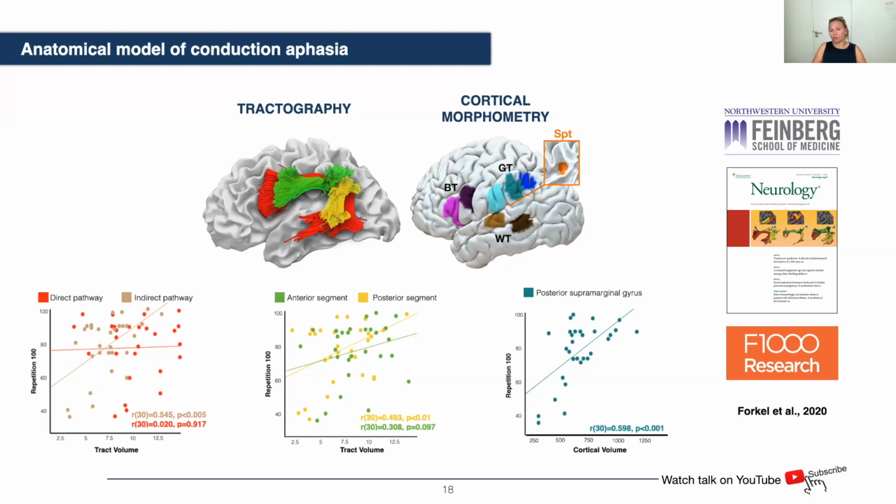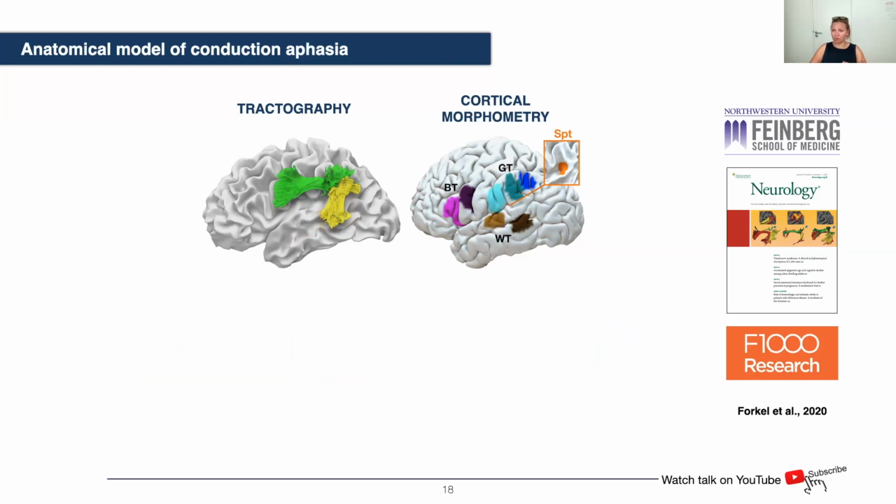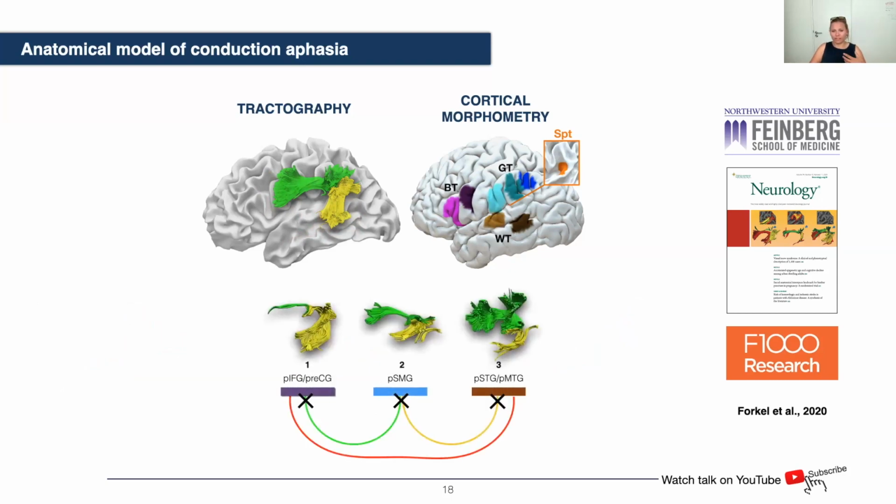the posterior supramarginal gyrus. Now, if we put that all together, we came to the conclusion that after 150 years, it's time to get rid of the arcuate fasciculus in the model, and we actually proposed a new anatomical model of repetition in the brain that looks more like this. According to our anatomical model, a lesion can occur either in the frontoparietal or temporal part of this network and selectively affect one of the connections and still lead to repetition deficits.